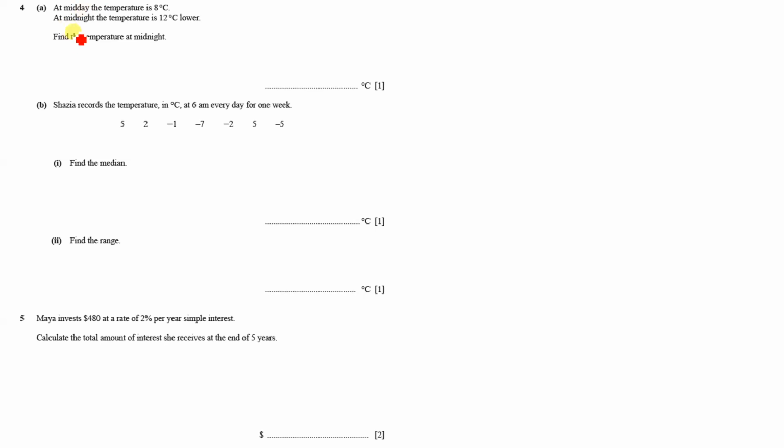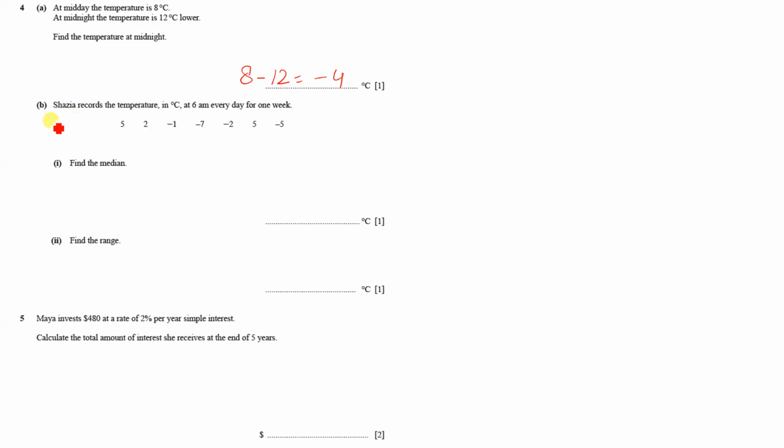Question number 4. At midday, the temperature is 8 degrees Celsius. At midnight, the temperature is 12 degrees lower. Find the temperature at midnight. So that would be 8 minus 12, and this is equal to negative 4 degrees Celsius.